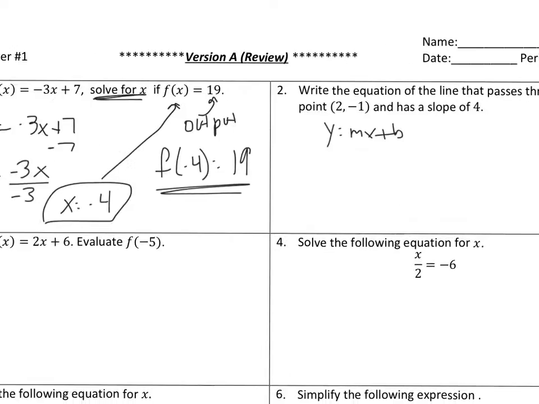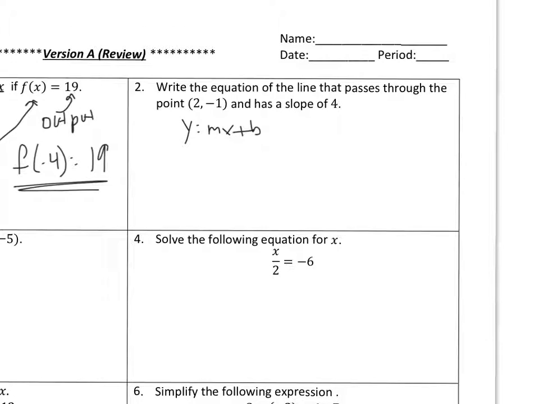Okay? Question 2. Write the equation of a line that passes through the point (2, negative 1) and has a slope of m, or 4. So whenever it says write the equation of a line, you need to think y equals mx plus b. Remember, we need to fill in the slope and the y-intercept. So when you have those two numbers, then you can plug them into the equation, and then you'll have your equation in slope-intercept form. But if you look, we're not given the slope and the y-intercept, we're given a slope and a point. So let's label what we have.